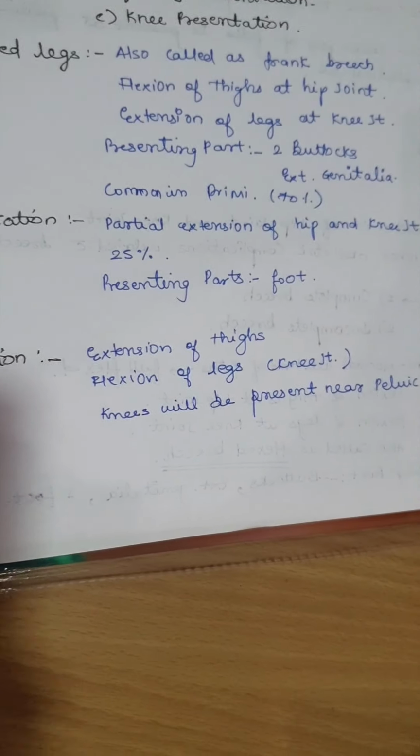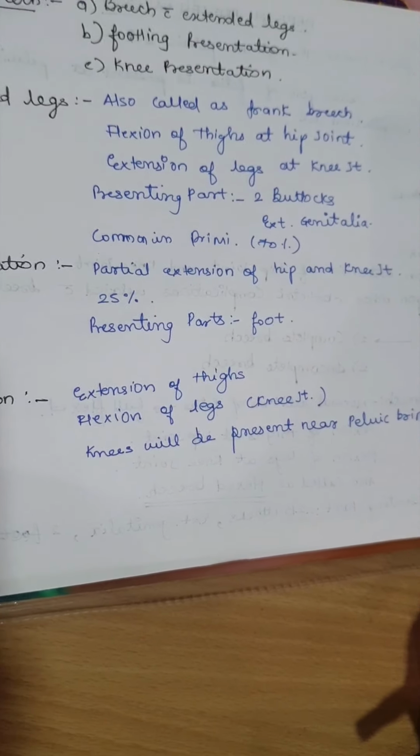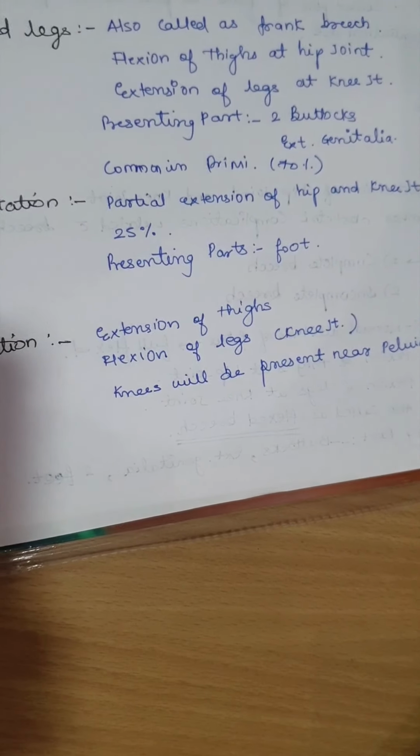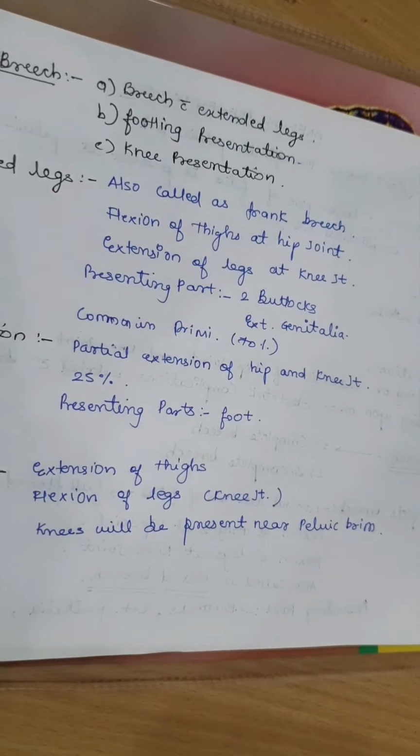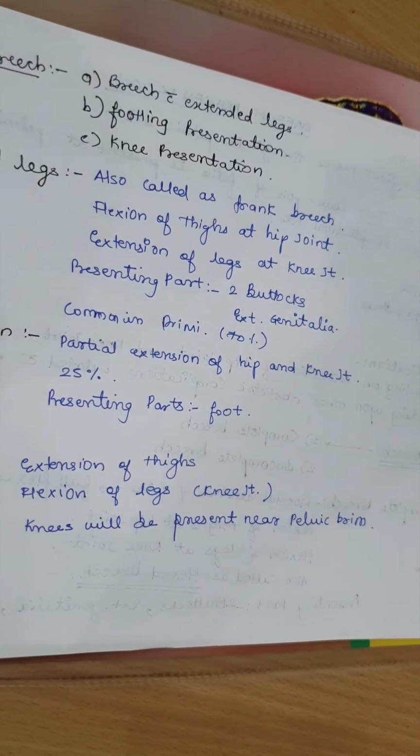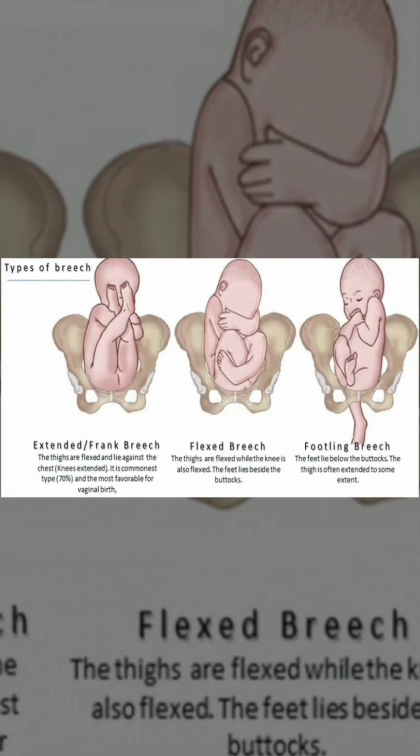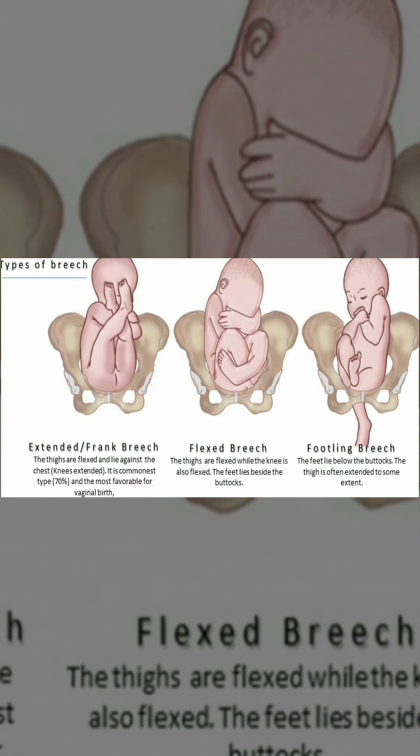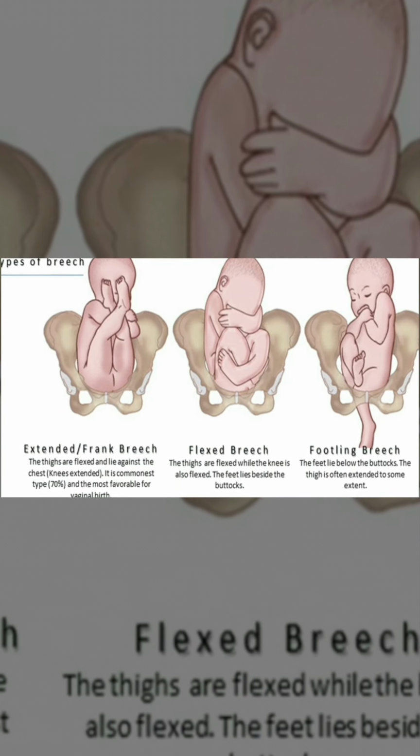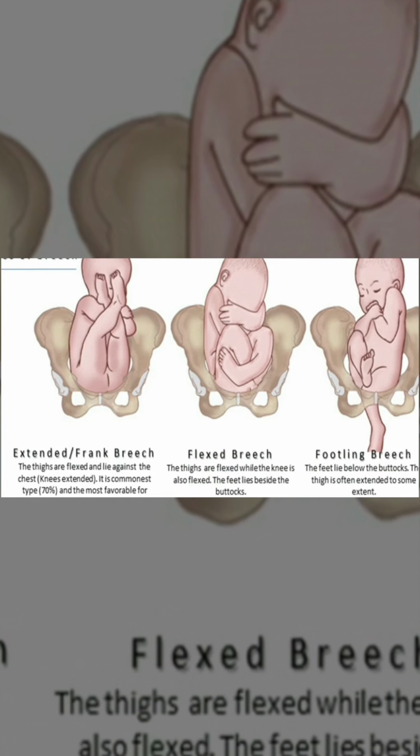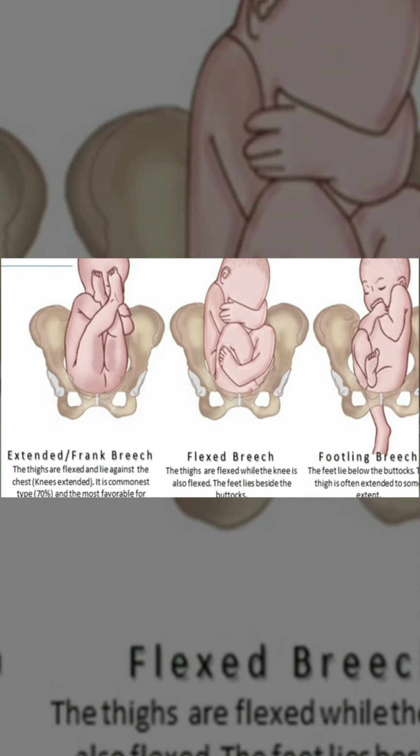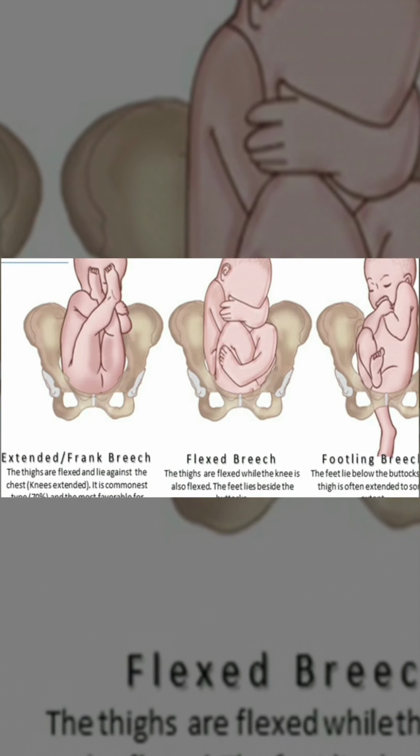This is not the common variety. In very rare cases you will find such type of presentation. Now we will see the diagrammatic presentation forward in this video. In the second picture, you could see the complete breech where the hip joint is flexed and the knee joint is also flexed. So it is a full flexion breech presentation.